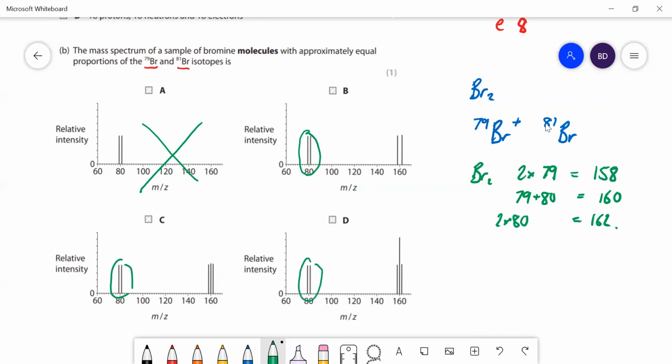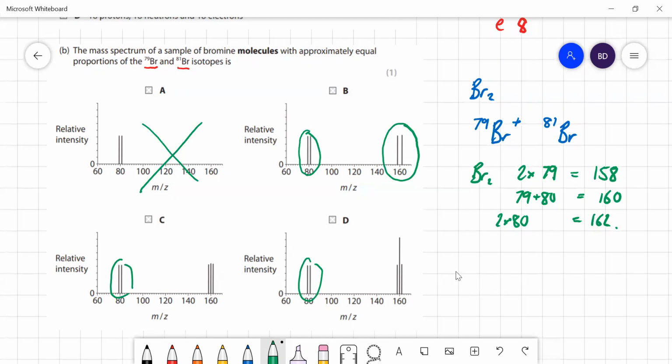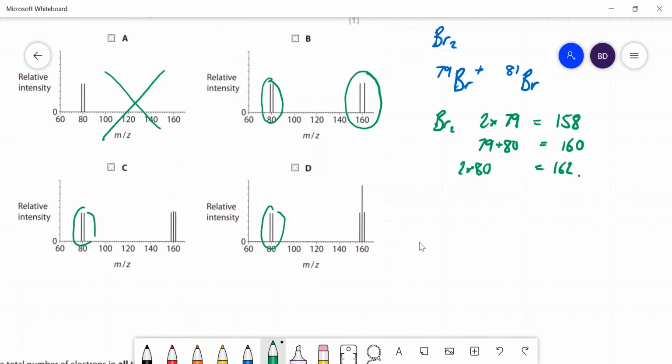So we've got to think about what else. First of all, we can also eliminate this one because it has only got a 158 and a 162, and there should be a 160 peak there as well. So the question is, is it C or is it D? Well, D is going to be the right answer because if you think about 79 and 81, there are 2 ways of having that. It has double the possibility of occurring. So this middle peak at 160 should be twice as high as the other 2. So D is the correct answer there.